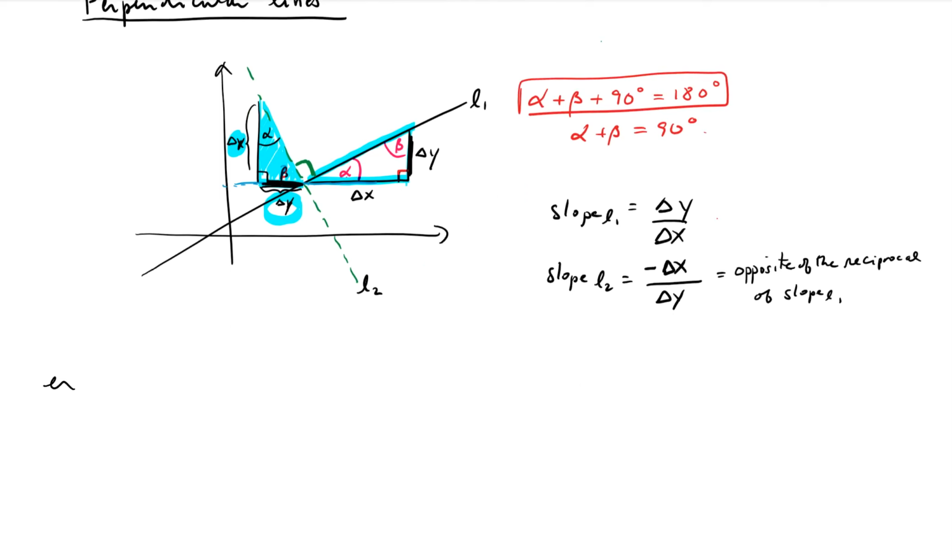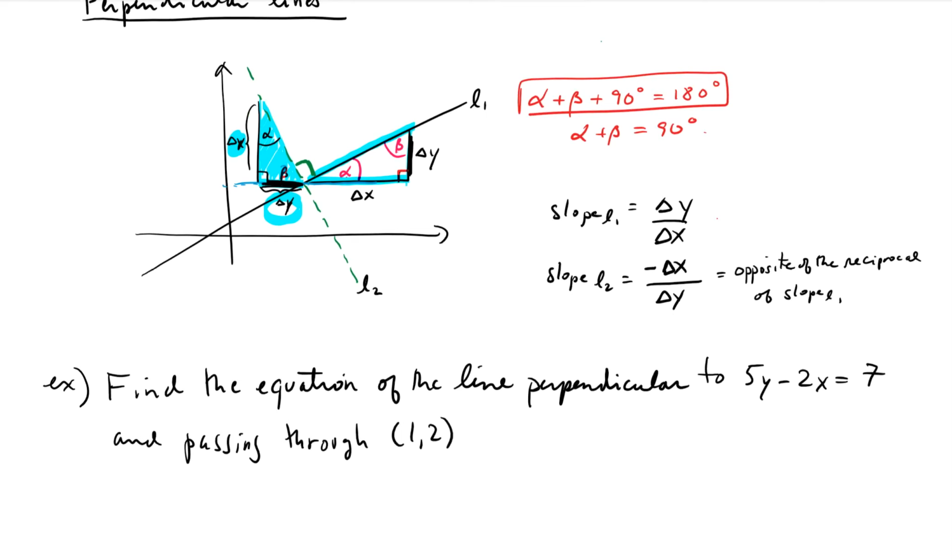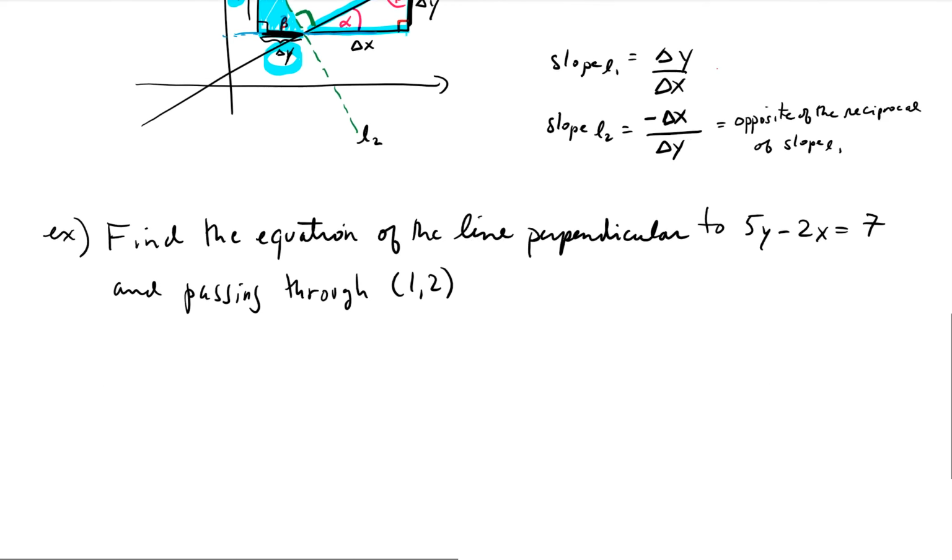Okay, let's go and look at an example. We want to find the equation of the line perpendicular to 5y minus 2x equals 7. I notice it's the exact same line we had in the previous examples, and now passing through (1, 2). So the slope of the given line is, well, I'm not going to redo that. I'd calculated it before, so it's 2/5.